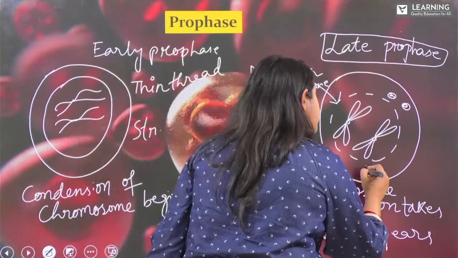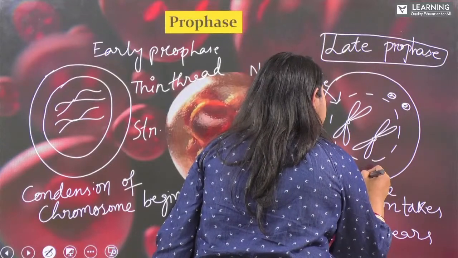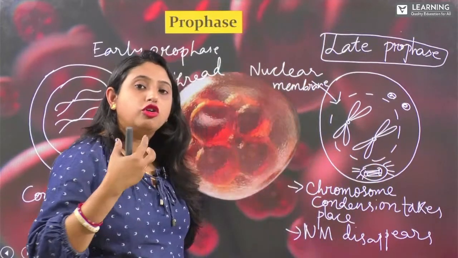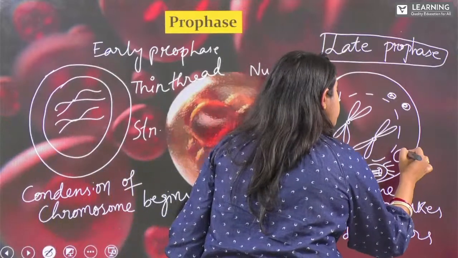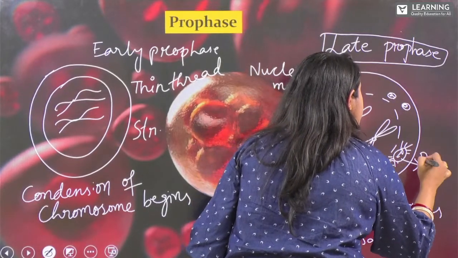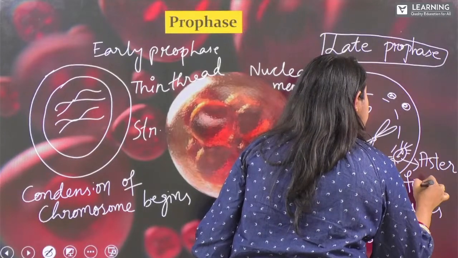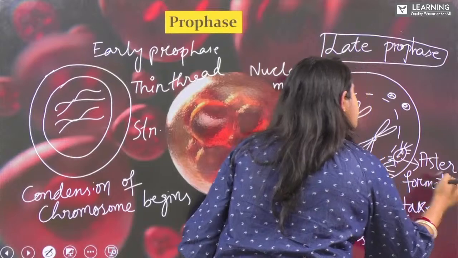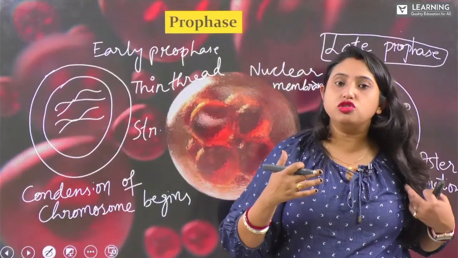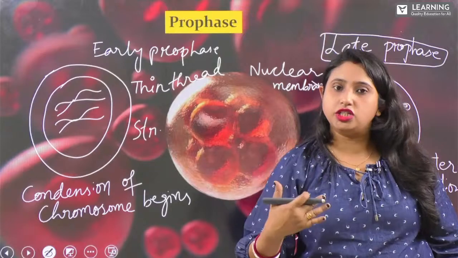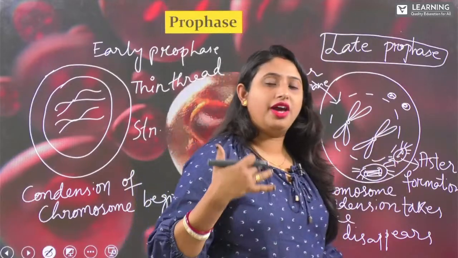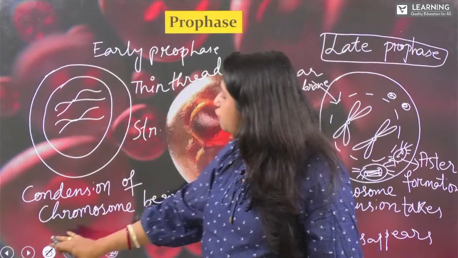Here you will find the centriole, and they will have a spindle-like structure. They will further help in the arrangement of the chromosomes. These spindle-like structures are called aster. So here the aster formation also takes place. These centrioles will help in the further arrangement of the chromosomes in the metaphase stage. So now let us move into the metaphase.